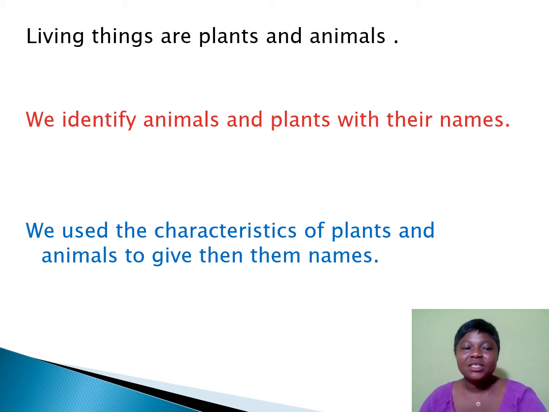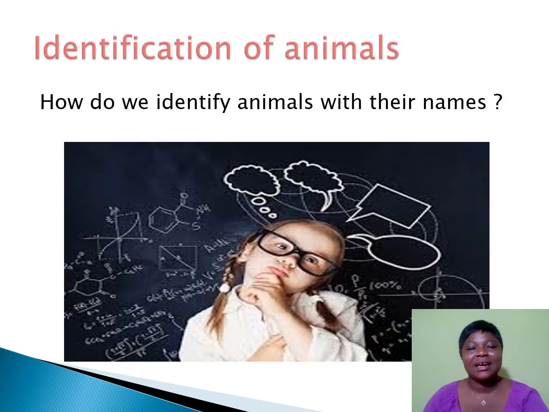Yes, we identified some animals and plants with their names. Then we used the characteristics of plants and animals to give them names. We use what? The characteristics to give them names. Good. So be thinking about it. Can you mention some animals that you know, and their names, and then the plants? So let's move on to our next slide.